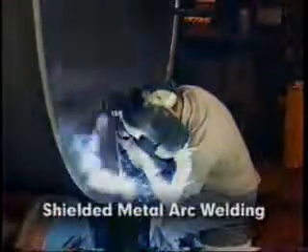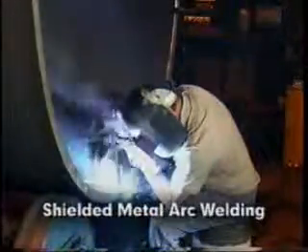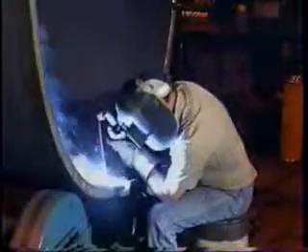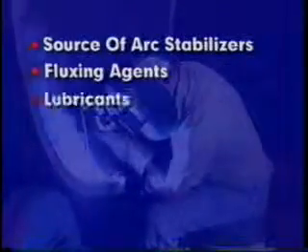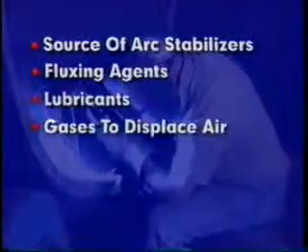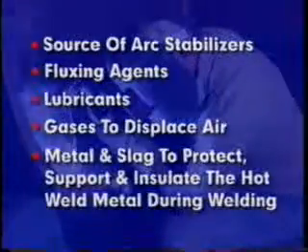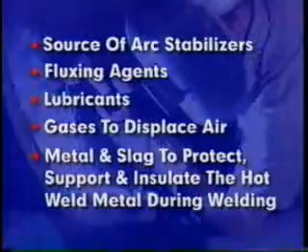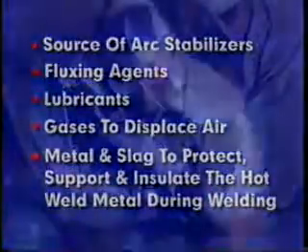Shielded metal arc welding uses a covered electrode consisting of a core wire surrounded by a concentric covering which is a mixture of silicate binders and powders. These binders and powders serve as a source of arc stabilizers, fluxing agents, lubricants, gases to displace air, and metal and slag to protect, support, and insulate the hot weld metal during welding.